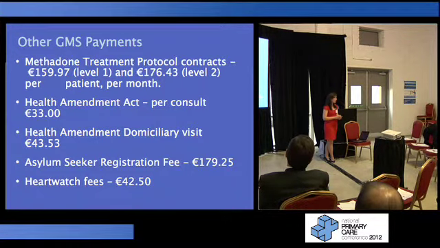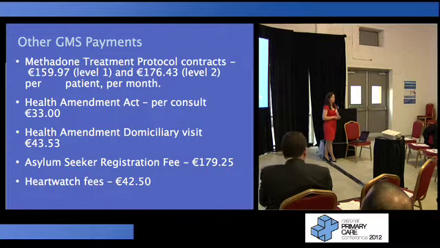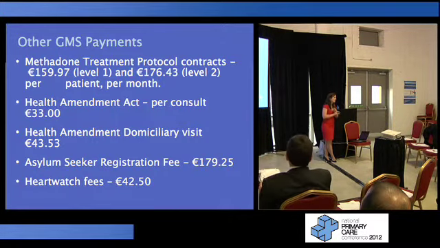Other GMS payments that you can consider in your practice would be the methadone treatment protocol, which is quite valuable. It can be up to €176.43 per patient per month, and again, depending how you manage that in your practice, it can be quite a lucrative option for you. Health Amendment Act, it's important to put whether it's domiciliary or in the practice. Asylum seeker registration fee probably isn't as frequent now because Ireland is a less desirable place for asylum seekers to come to, but some of the practices might still run Heartwatch, which is possibly dying out in some parts of the country at this stage.